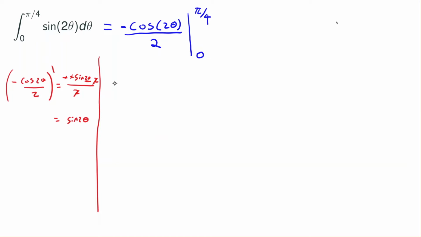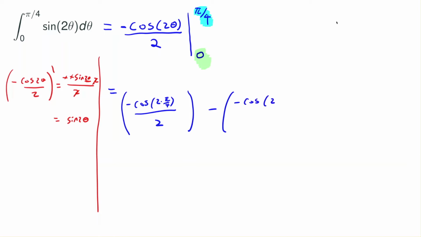So in order to evaluate the definite integral by the fundamental theorem of calculus, what I do is plug in this number and subtract what I get when I plug in this number. Okay. So let me do 2 parentheses. Negative cosine of 2 times pi over 4, over 2, minus plugging in 0: negative cosine 2 times 0, over 2. So I plug pi over 4 here, and I plug 0 here. And we just simplify to evaluate.